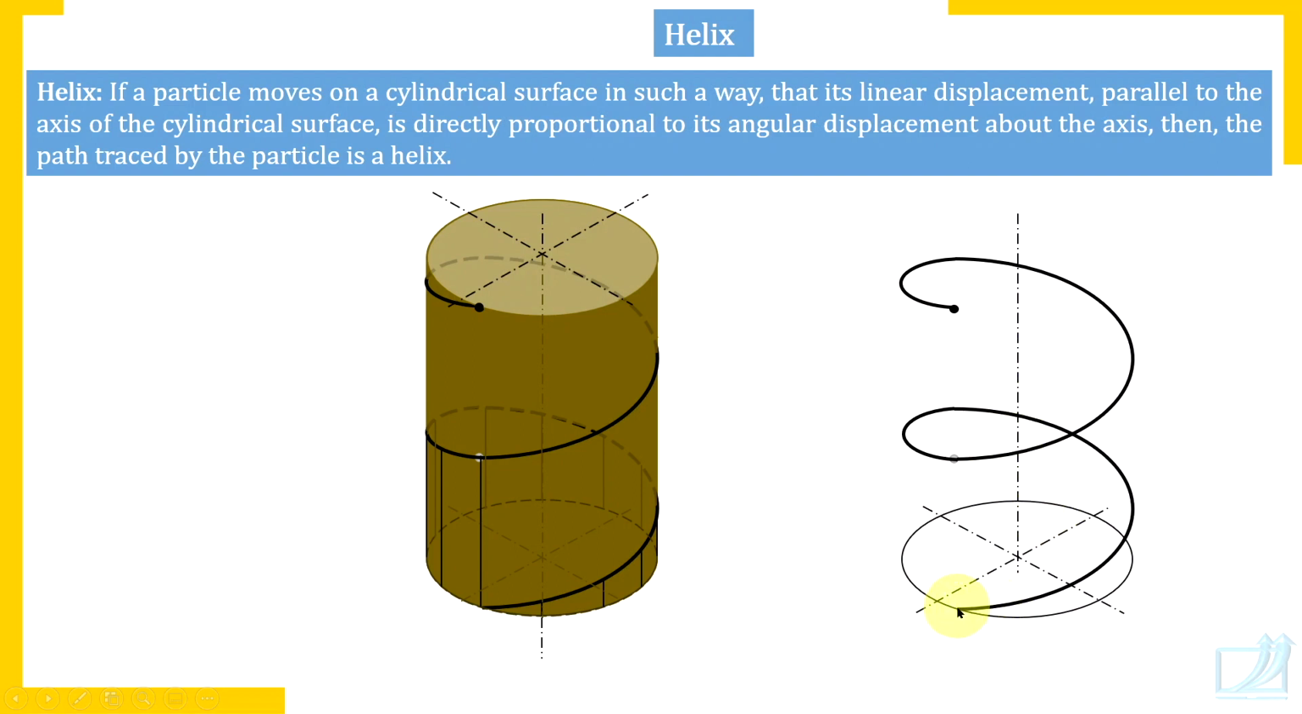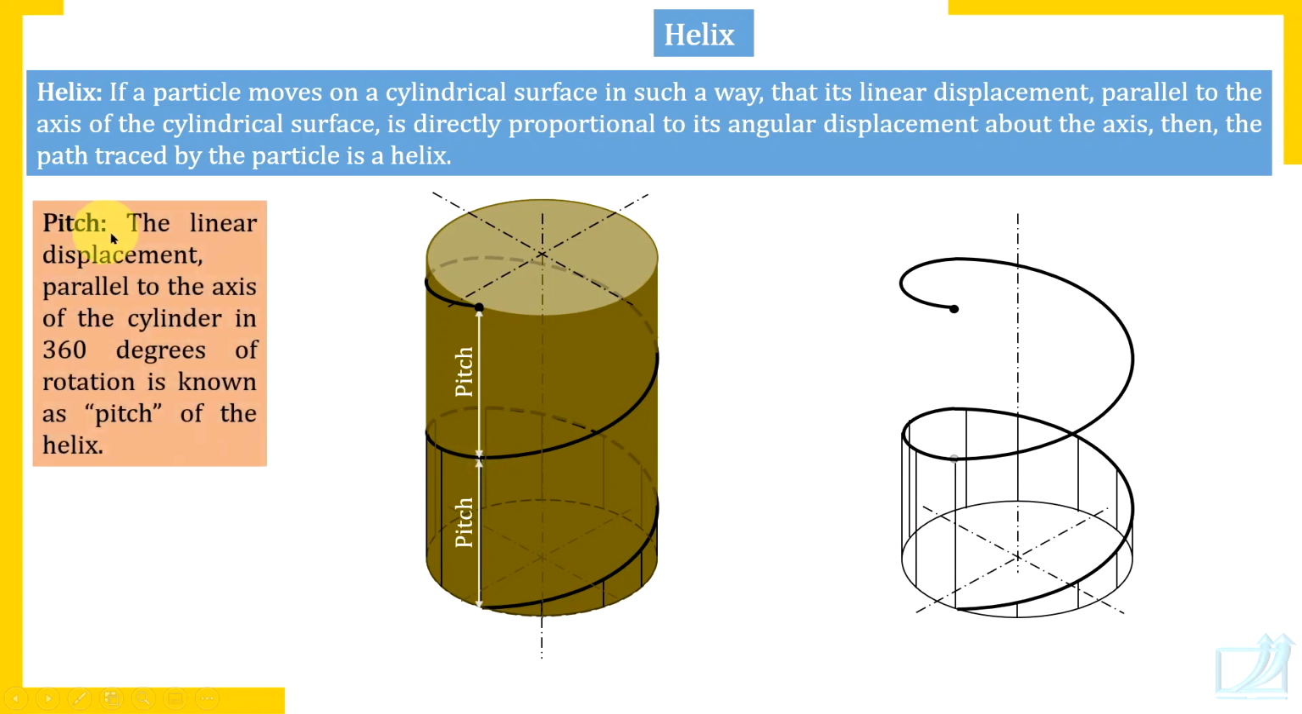Now watch clearly here. When the particle starts, it is at the bottom, but slowly its distance from the bottom starts increasing. And after 1 complete revolution, this is the distance covered parallel to the axis. This distance is called the pitch. So pitch is the linear displacement parallel to the axis of the cylinder in 360 degrees of rotation. That is 1 complete revolution. That is known as the pitch of the helix.